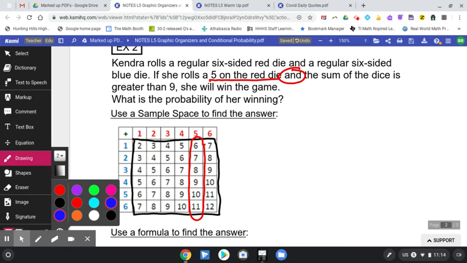So let's look on here. Here's a sum greater than 9. This roll, this 10, has a red 5 and a sum greater than 9. And so does this 11. So there are only 2 out of 36 possible rolls that would allow her to win the game. And in simplest form, that would be 1 out of 18. So really important: look how easy that question was when we had the sample space.